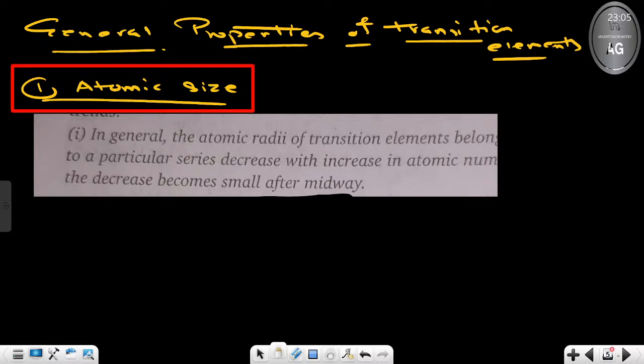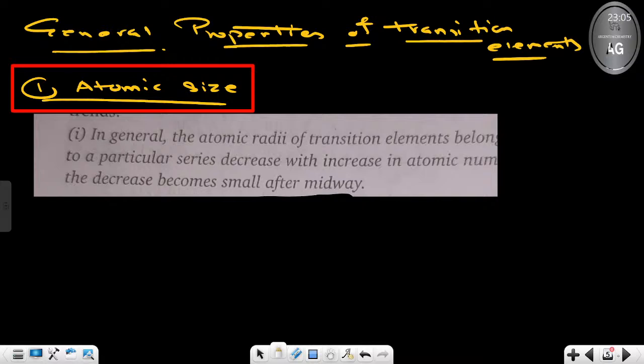Now here in the d block, let us see what the question is saying. In general, the atomic radii of transition elements belonging to a particular series decrease with increase in atomic number. The decrease becomes small after midway. The first line is very obvious because that is what we have read in the periodic table, that as we move from left to right, the atomic size will decrease due to increase in the nuclear charge. The first line is not a problem, but the second line is a problem. The decrease becomes small after midway.